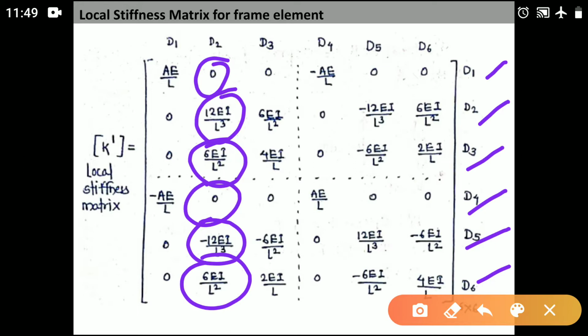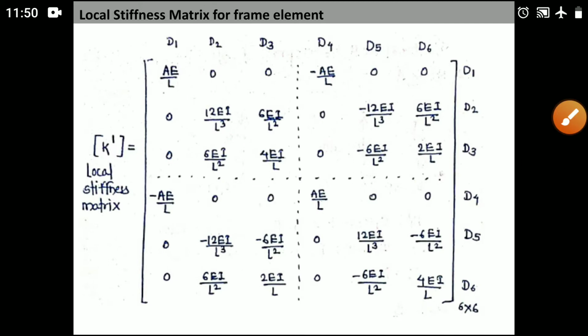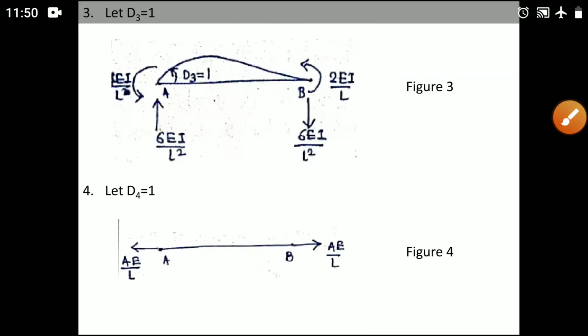You just overlook these values. In first figure 0, second figure vertical reaction should be there of 12 EI upon L cube, third figure 6 EI upon L square, fourth figure there is no vertical force, so written 0, fifth figure it should be a downward reaction 12 EI upon L cube, and sixth figure it should be a vertical reaction 6 EI upon L square. So let us see all these figures one by one.